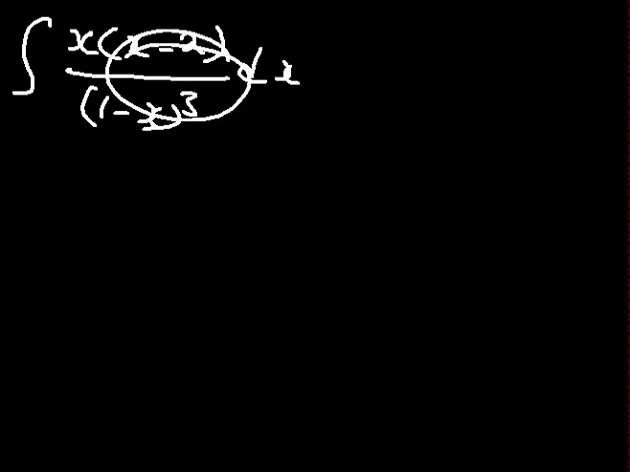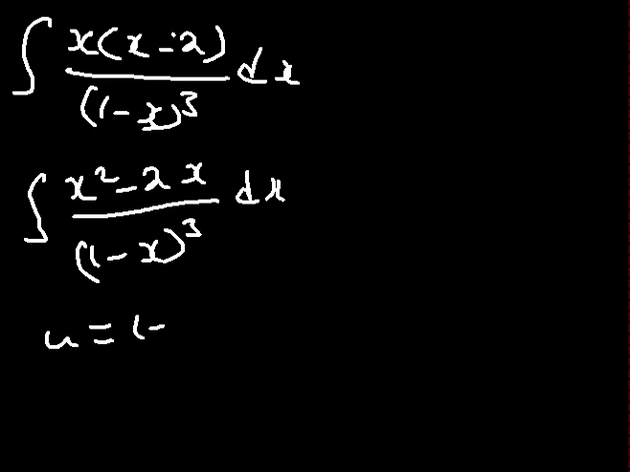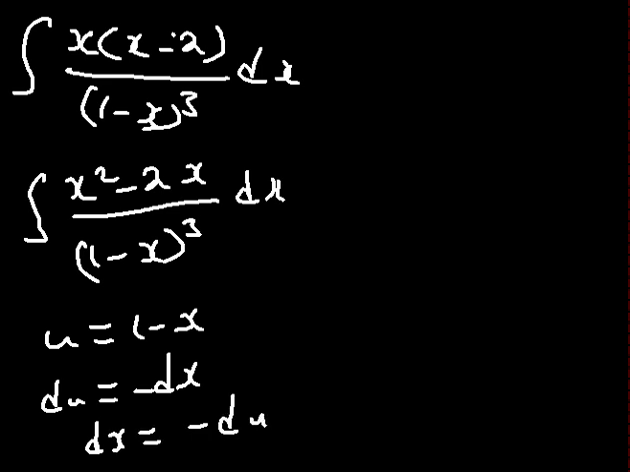So what is the integral of this expression? Of course, we just have to expand there, in the sense that we have the integral of x squared minus 2x, divided by 1 minus x to the power 3, dx. So for this case we have u being given as 1 minus x, and what is the du? We'll have it as negative dx, of which dx will be given as negative du in that order.